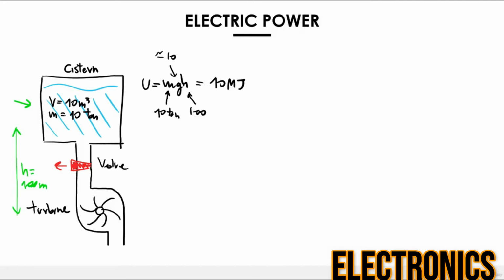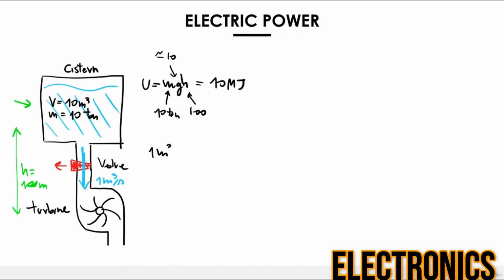Now, let's say we have a certain flow of water that is equal to 1 cubic meter per second. So when you open the valve, you have 1 cubic meter per second of water coming down. So now, in this way, we can easily calculate what is the power that is transferred from the water to the turbine.